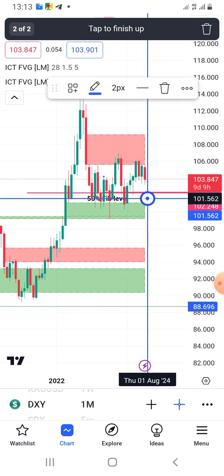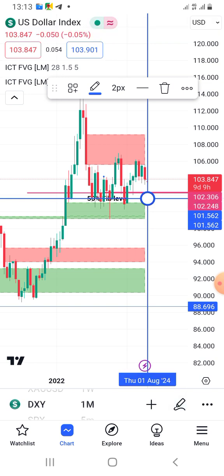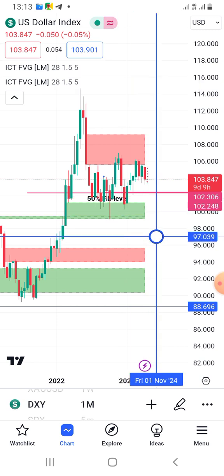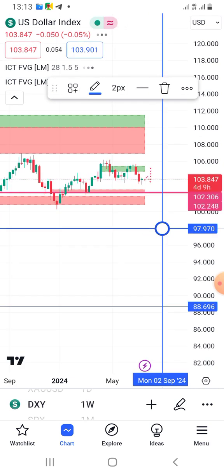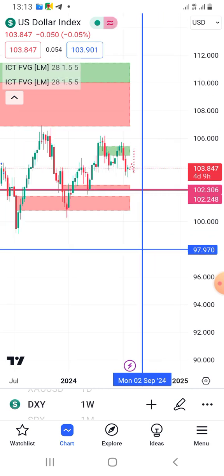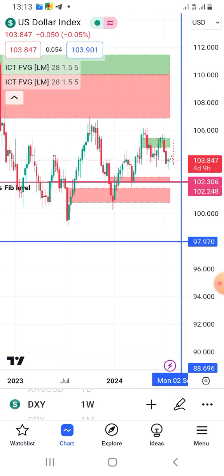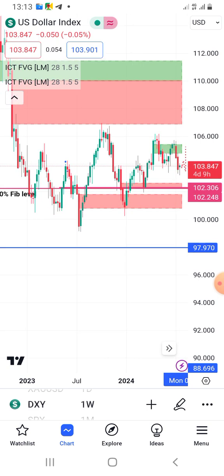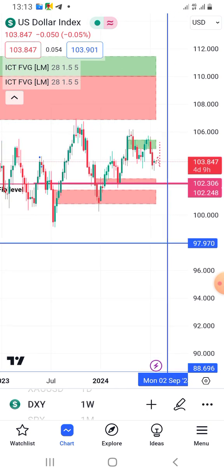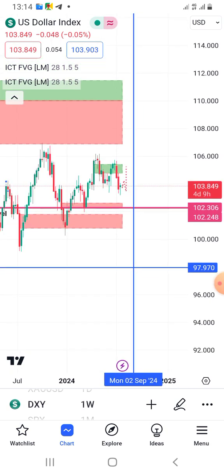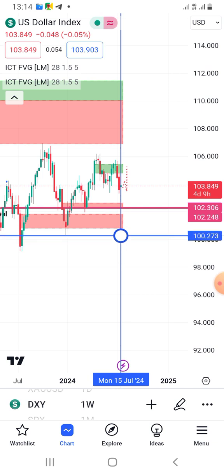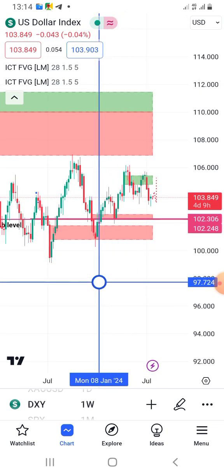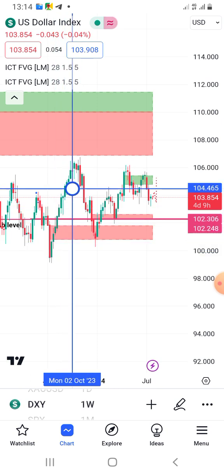Let's go to the weekly time frame to see what's going on there. On the weekly time frame, I would like to show us something I saw before. We can see here that when price got into this last order block, this last large sell candle, price expanded.